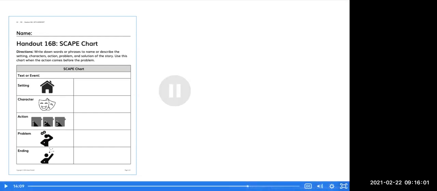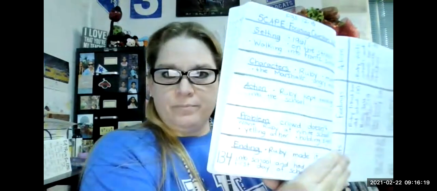Okay, so remember, you do not have Handout 16A, but you do have the information, and we created our own chart, our own Handout 16A on page 134. Okay, so on page 134, we did Handout 16A together. Okay, so turn to page 134 in your journal.